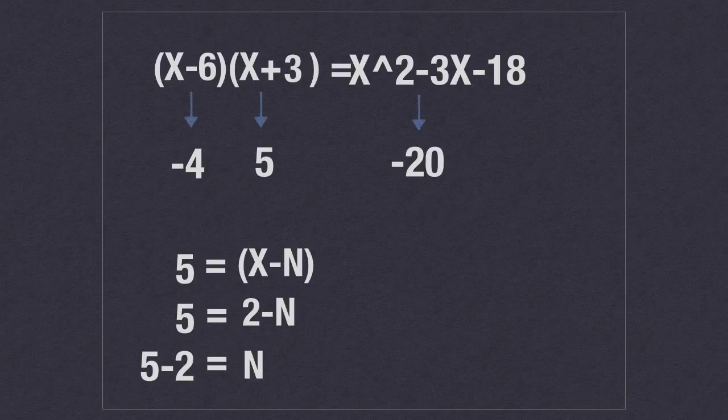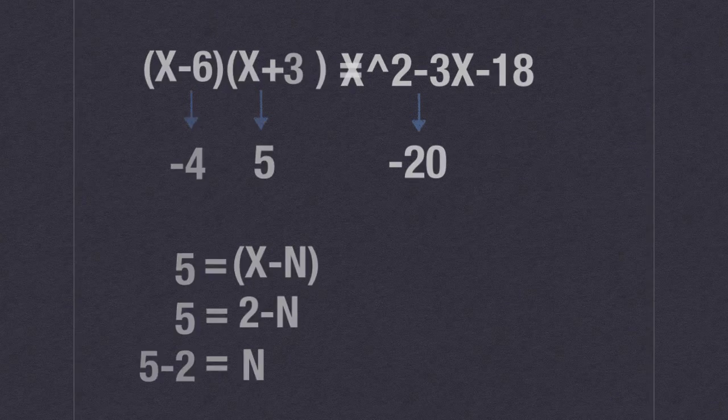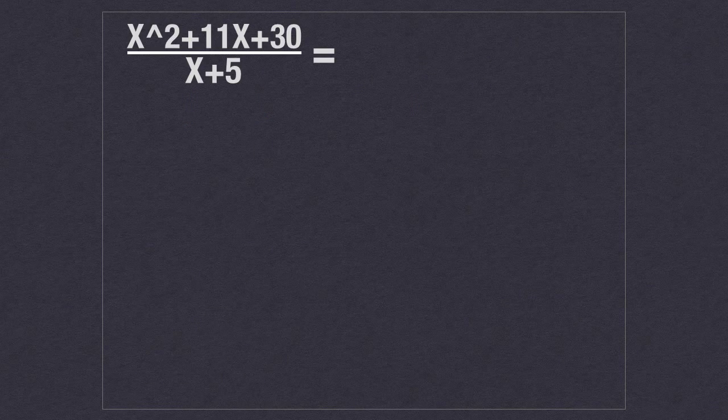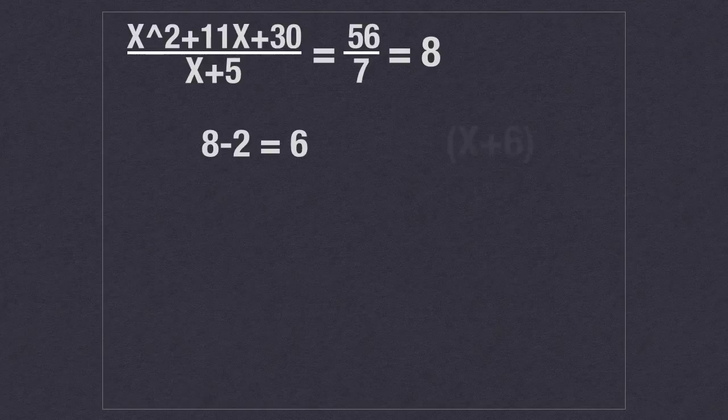Now we will do 2 more examples even faster to show how fast this method is. Okay, so the first example is x squared plus 11x plus 30 divided by x plus 5. We will use the 2 again as the input, and we will get 56 divided by 7. That equals 8. Now, we subtract the 2 from the 8, and we have the number 6. That means it is x plus 6.